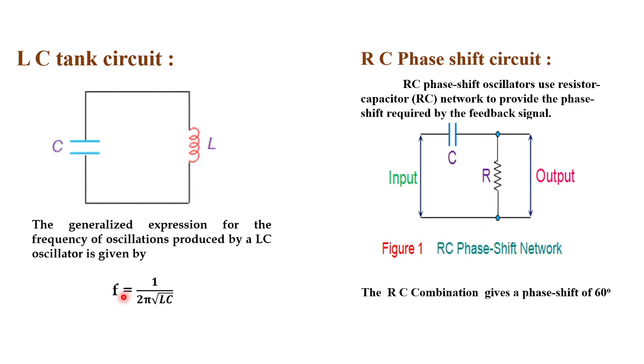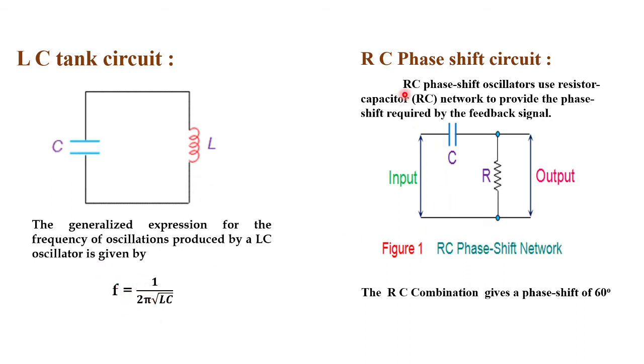The frequency of oscillation is given by 1 upon 2 pi root of L and C. So the frequency of oscillation depends upon the value of the inductor and capacitor. The components necessary for the oscillators are capacitor, inductor, as well as resistance. In a phase shift oscillator, these components generate the frequency for the oscillation.